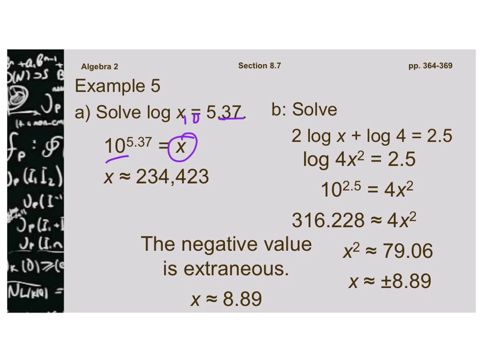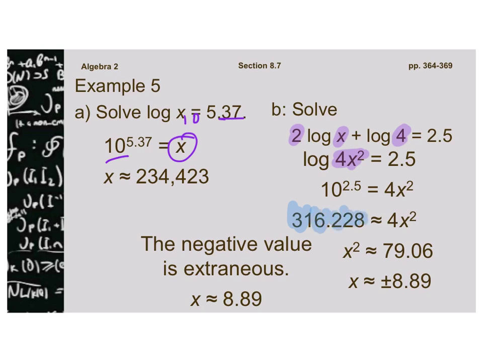For b, we have to solve 2 log x plus log 4 is equal to 2.5. So what's x? Well, we condense this all together and we get log of 4x squared equals 2.5. Again, we use our equation and we get 10 to the 2.5, base to the outie, is equal to the 4x squared, the innie. All right, we do 10 to the 2.5.